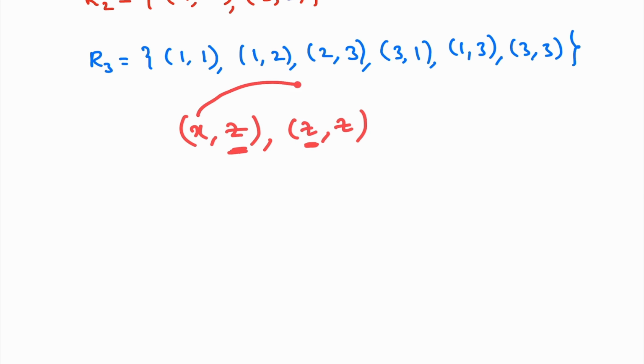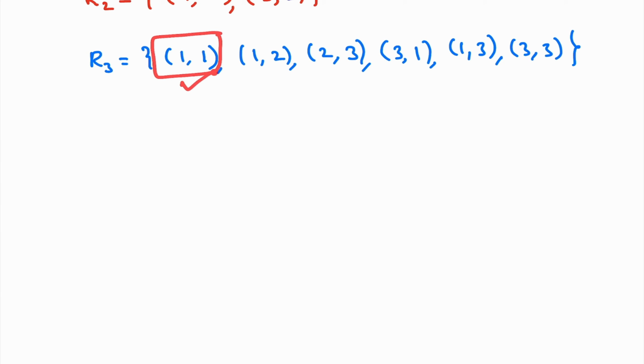When we look for the transitive condition, we will look for (x, z). (x, z) is there here. I hope you are understanding. This type of elements always satisfies the transitive condition. This type of elements always satisfies the symmetric condition also. I hope you are understanding.